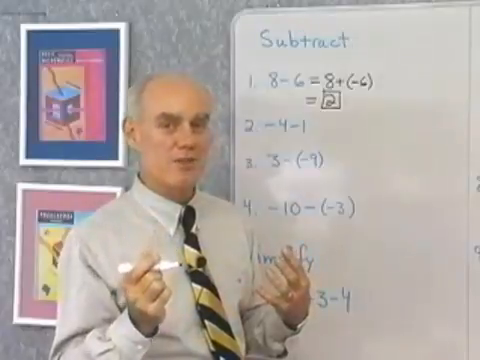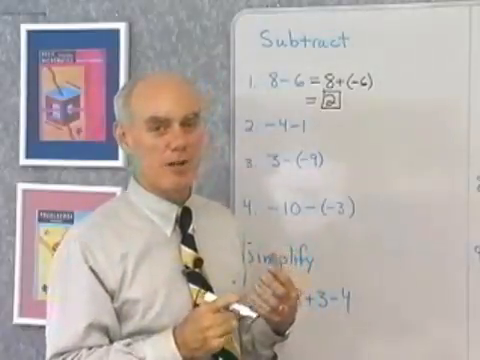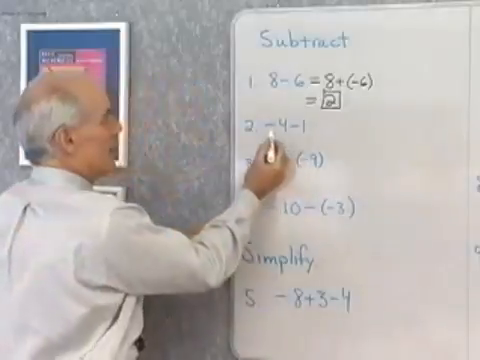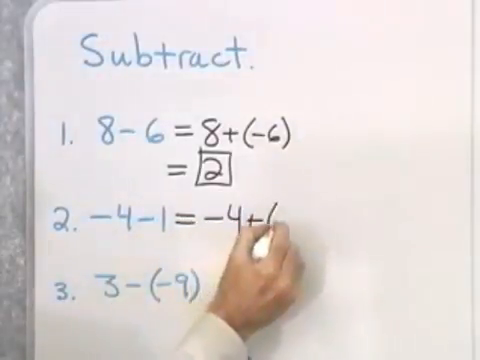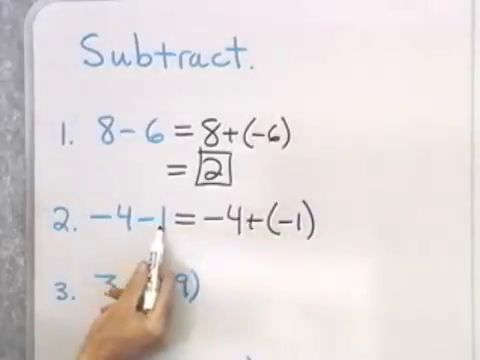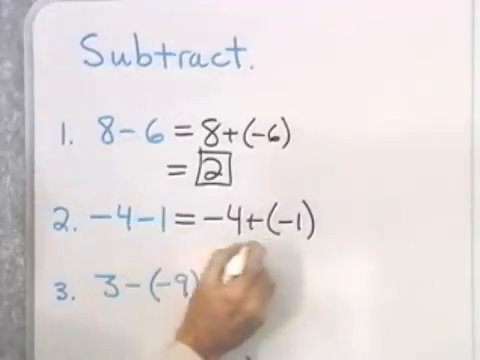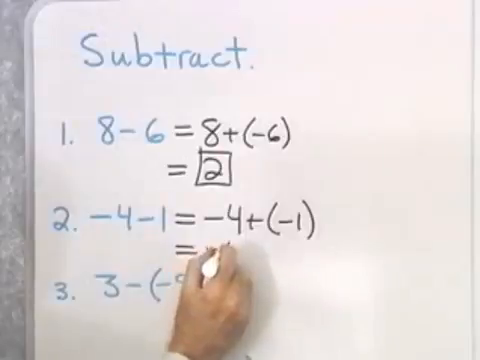But what the rule allows us to do is to subtract more combinations of negative numbers. Negative 4 subtract 1 is negative 4 plus negative 1. So instead of subtracting a positive 1, I add its opposite, negative 1. And that comes out to be negative 5.